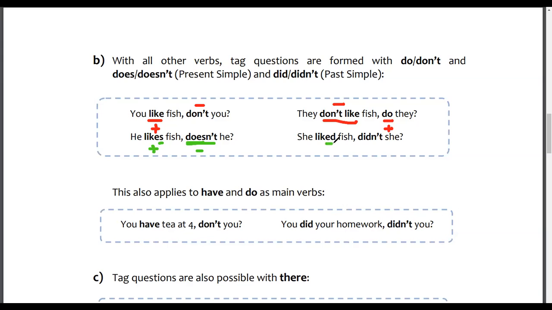Look, you see the ed here. That ed gives you the idea that there is no do, no does as auxiliary verb here. There is a did or didn't. So if you see the sentence, it says she liked fish. Remember, the pronunciation for the ed ending is t. Yes, liked. She liked fish. Didn't she? All right, didn't she? Anyway, so here we go.